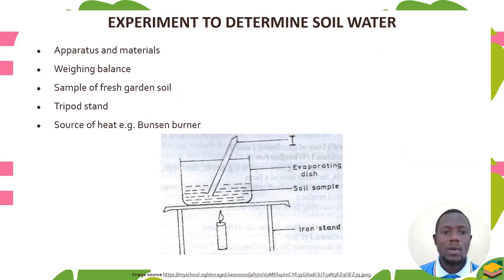So let's now look at an experiment to determine soil water. You need to have the following apparatus and materials. First, a weighing balance. You need a sample of fresh garden soil. You need a tripod stand. Then a source of heat. So our apparatus is going to look like this picture.